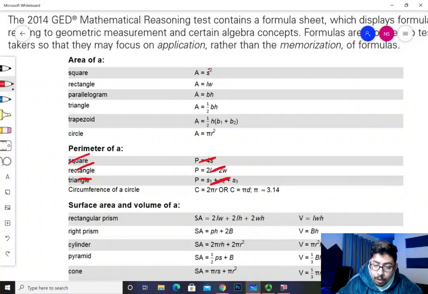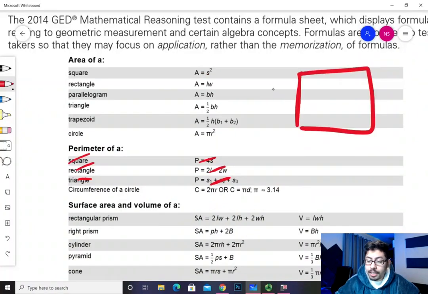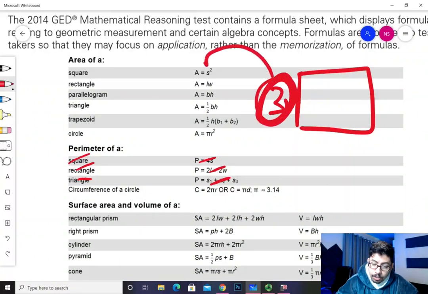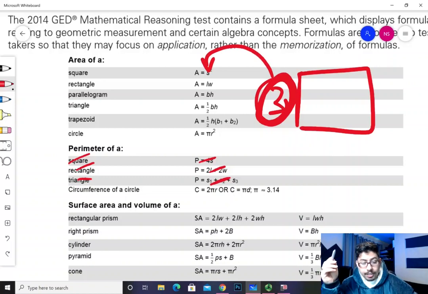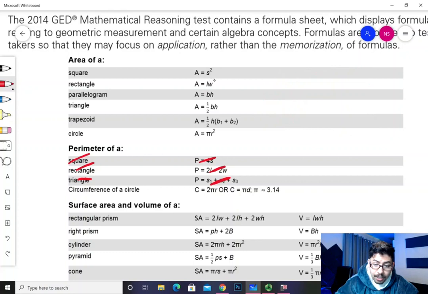For instance, the square, what does S mean? That means side. So when they give you a square and they just give you a 3 there, all you need to do is get one side, which they happen to give you a 3, throw it in, square it, and that'll give you the area of the square. Rectangle, LW, that means length times width. So you got to get the length, you got to get the width, multiply them with each other. Parallelogram, base times height. That just means get the bottom length times the height.